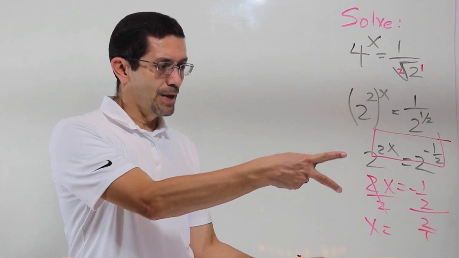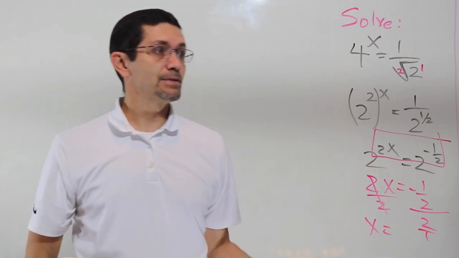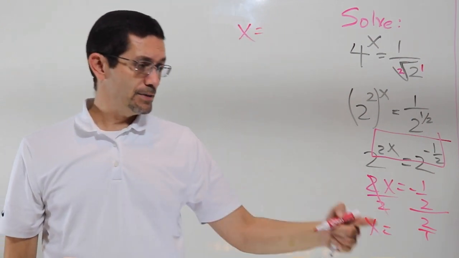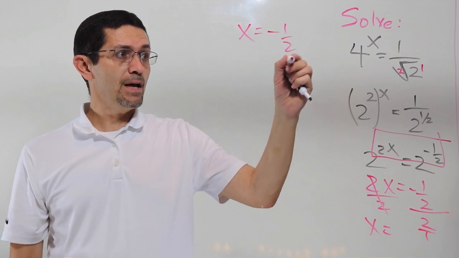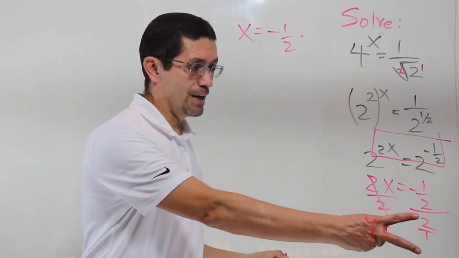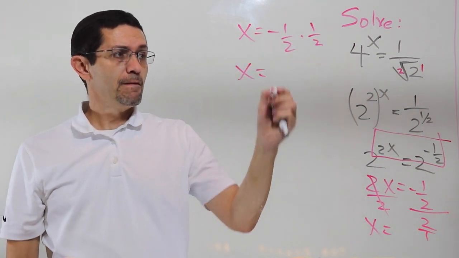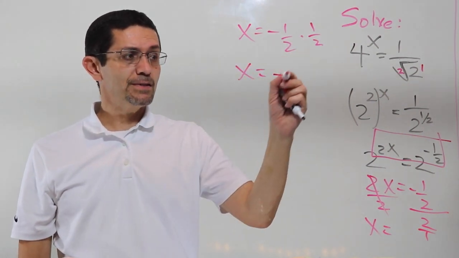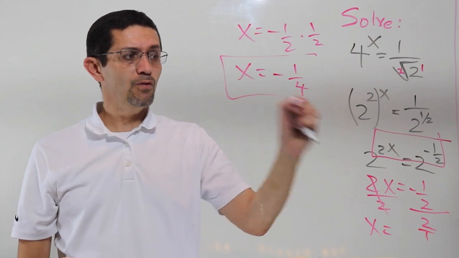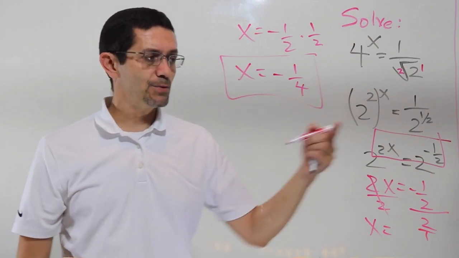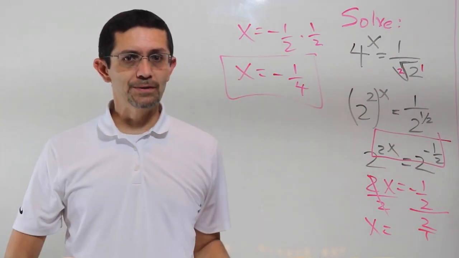Reciprocal is 1 half. Therefore, this is the same as having x equals negative 1 half times the reciprocal of the denominator, which is 1 half. Negative 1 half times 1 half is negative 1 over 4. So it's a tricky one because it has a radical. All right, let's try another one.